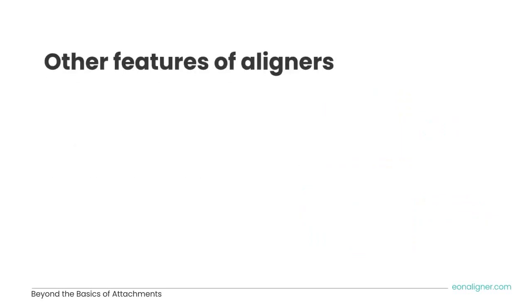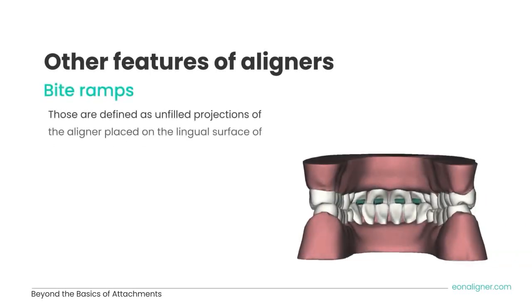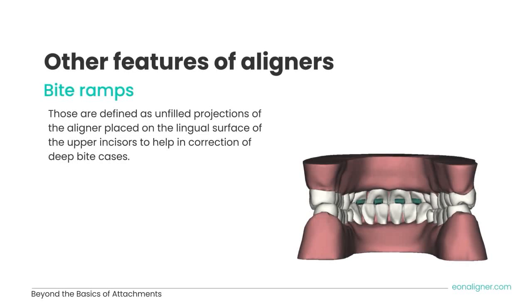One important feature of clear aligners that is worth discussing here along with attachments is bite ramps. Those are defined as unfilled projections of the aligner placed on the lingual surface of the upper incisors to help in correction of deep bite cases.